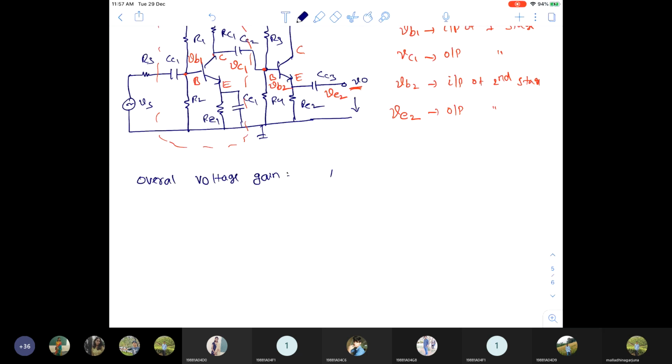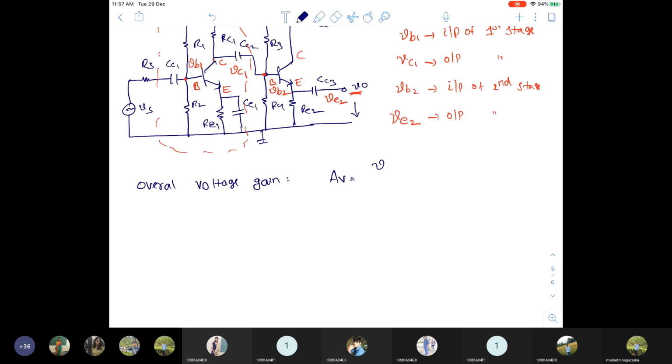Gain AV is equal to the output voltage of the multi-stage amplifier, VE2 by VB1. I can write VE2 by VB1 by multiplying and dividing with VB2, because the input of the second stage is VB2. If both get cancelled, we get the previous one. So that is VE2 divided by VB2 into VB2 by VB1, and VB2 I can write as VC1.